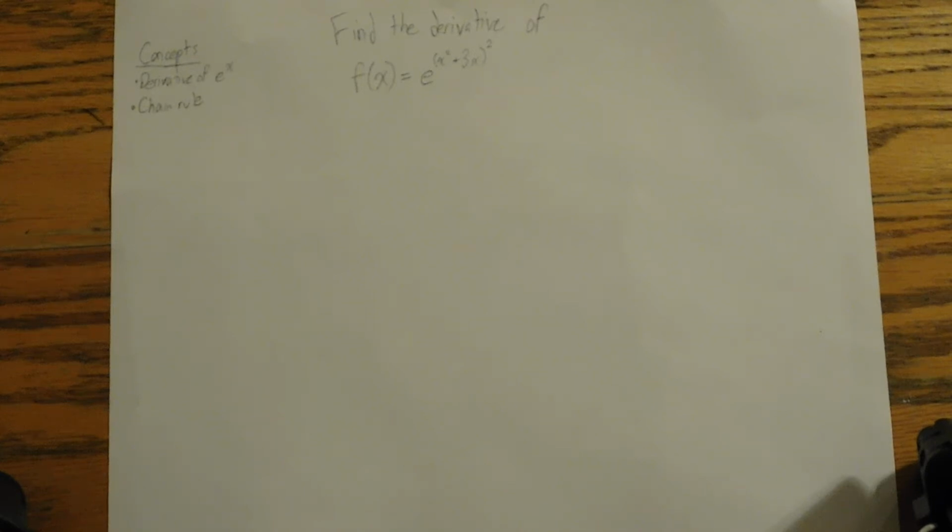Alright, in this video we're going to be talking about how to find the derivative of the function f of x equals e to the power of the quantity x squared plus 3x, squared. Now before we get into this, let's talk about the two main concepts we're going to use. We have the derivative of e to the power of x and the chain rule. Both of these we're going to use to get this derivative.